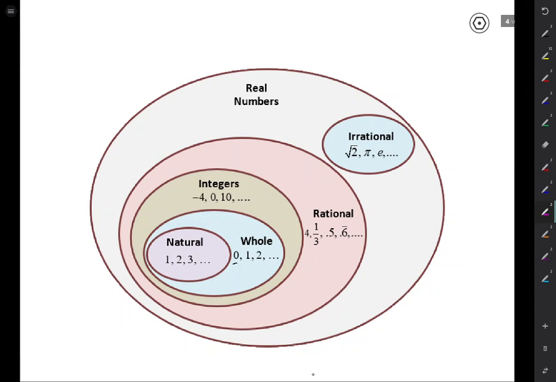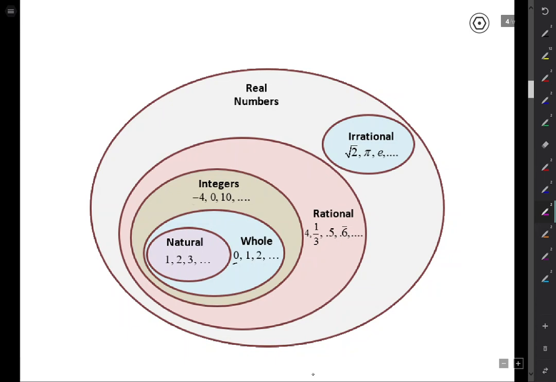Now, if we're looking at integers, those also include 0, 1, 2, 3, 4, 5, 6, 7, but it now includes negative numbers. So we could keep going here, -5, -6, and so on. This could go up to 11, 12, and so on.